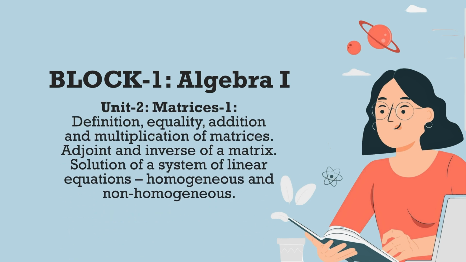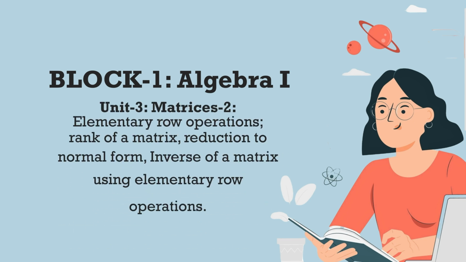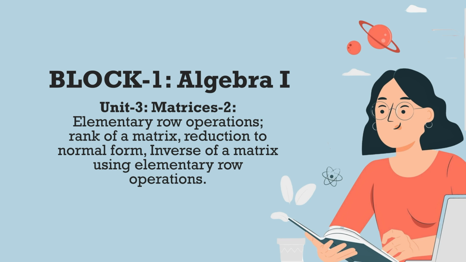Further, in matrices we will be discussing what matrices are, how the different operations work, be it addition, multiplication, or finding the adjoint or inverse of a matrix, and how to solve systems of linear equations, be it homogeneous or non-homogeneous. All this will be discussed under unit 2. Apart from this, unit number 3, which is again matrices 2, covers elementary row operations, rank of a matrix and normal form of a matrix, and how to find the inverse of a matrix using elementary row operations.